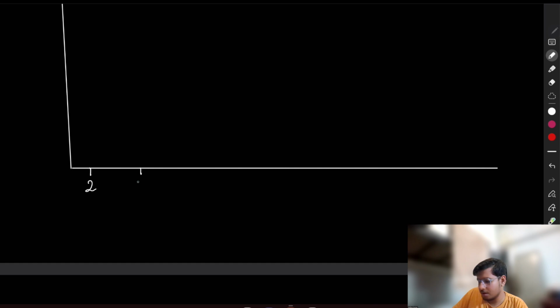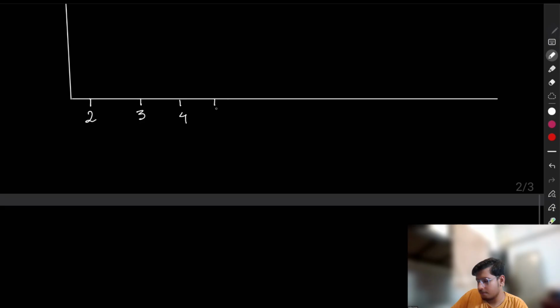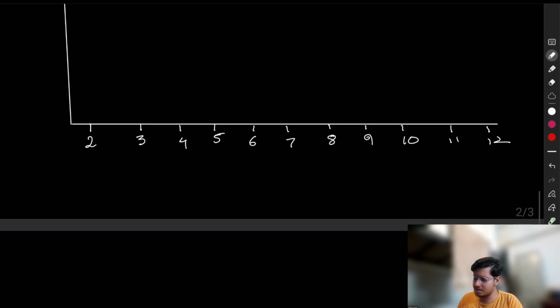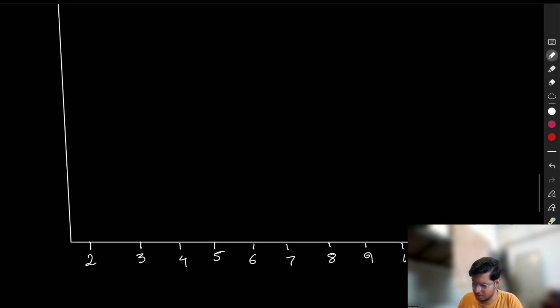2, 3, 4, 5, 6, 7, 8, 9, 10, 11. For your comfort, you can also write 1 here, but let's leave it, because the probability that the sum of two dice is 1 is 0. So let's not draw it.